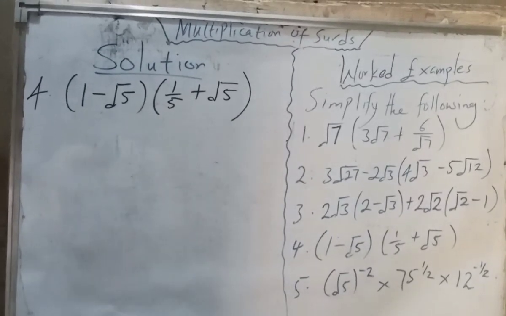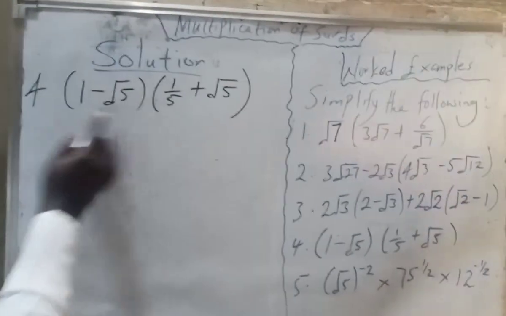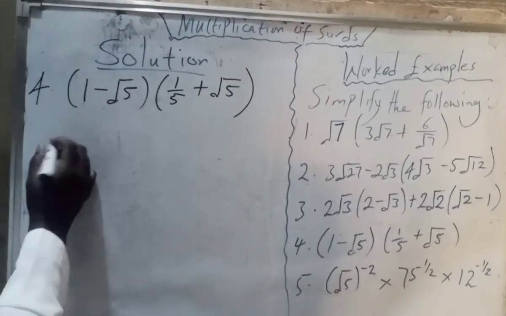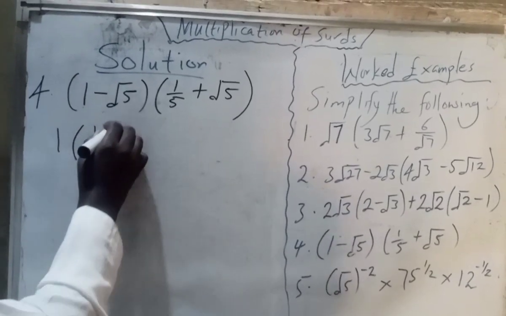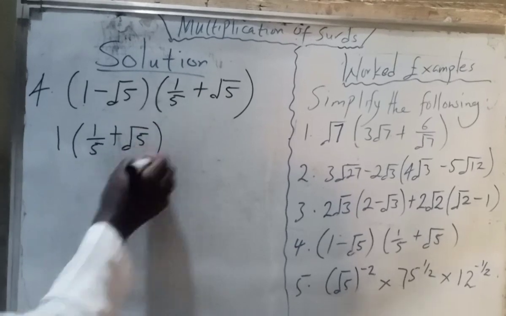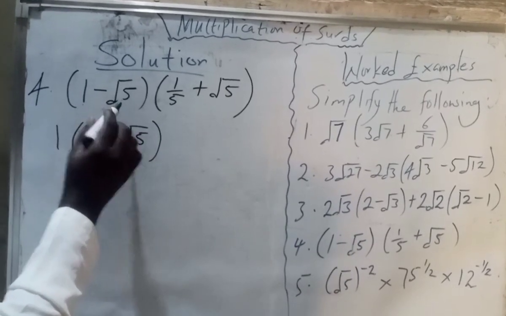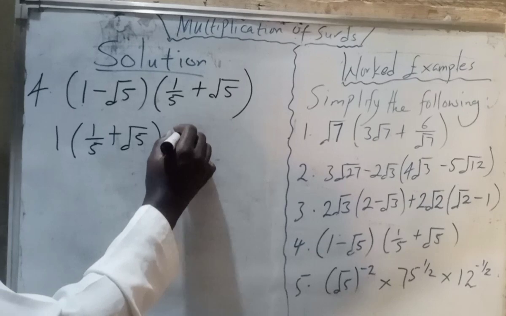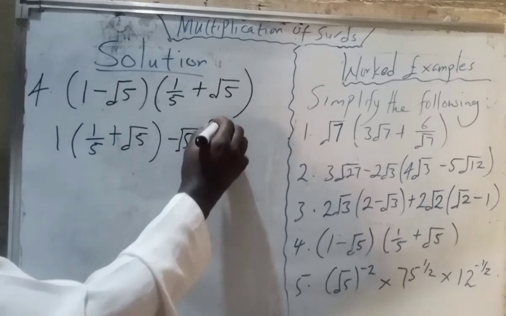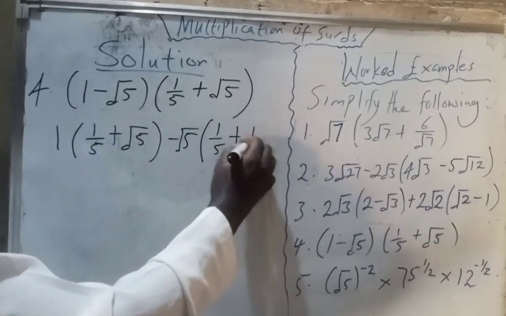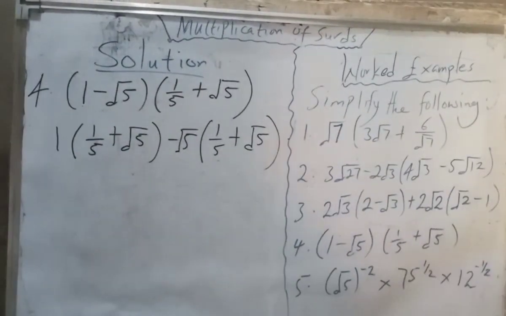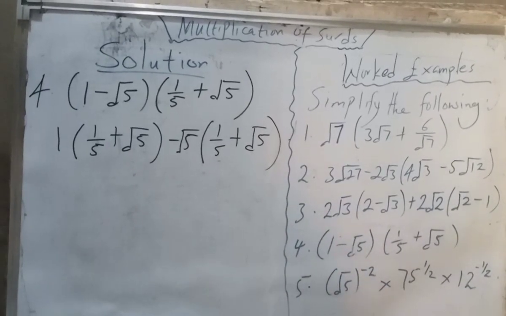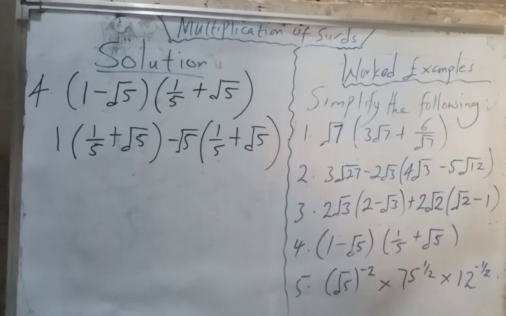So to expand this, we use 1 to multiply all the terms in the second bracket. You have 1 out in bracket, 1 over 5 plus root 5. Then you pick the minus root 5 and do the same to it. So minus root 5 out in bracket, 1 over 5 plus root 5. So after doing this, you use each of the terms outside the bracket to multiply by all the terms inside the bracket.